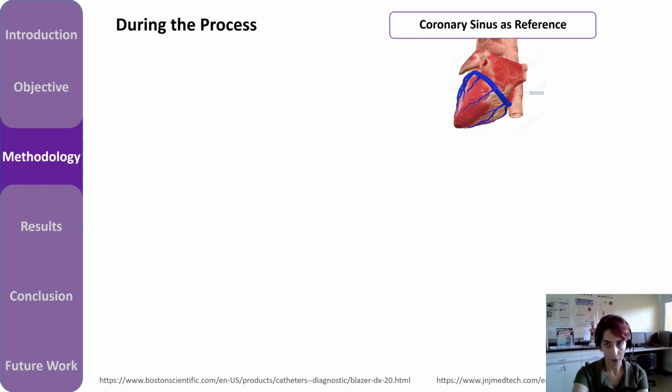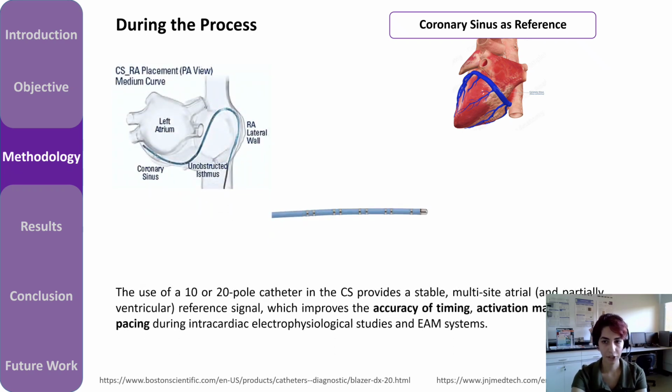Now during the process, the first step that the physicians start to do is using a 10-pole or 20-pole catheter, putting it in the coronary sinus. As I'm showing you here, this is part of the coronary sinus in the heart. So when the catheter enters from the inferior vena cava to the heart, the physicians use fluoroscopy to have guidance to put the coronary sinus catheter in a correct position.